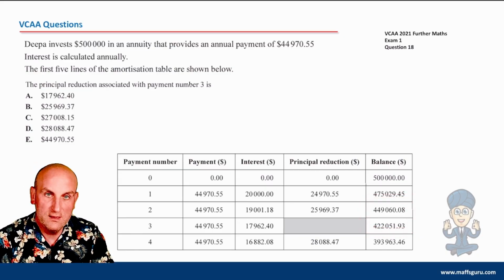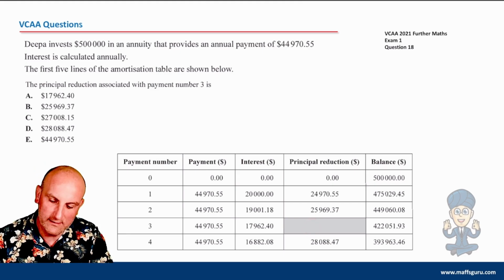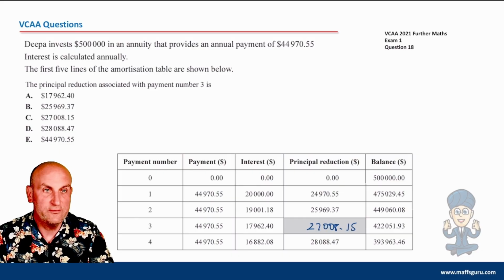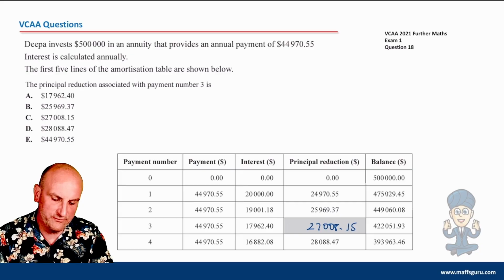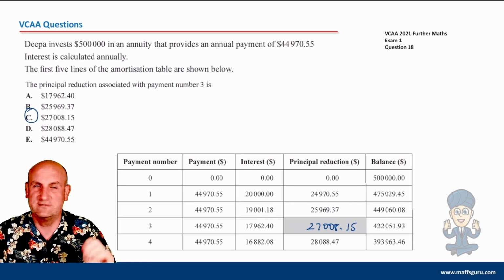So 449,060.08. And I'm going to subtract from that 422,051.93. Hit enter. It gives me, oh, I've done it again. Come on. $27,008.15. So which one of those? $27,008.15. C would be my correct answer. The crowd goes crazy. Or was that just in my head?